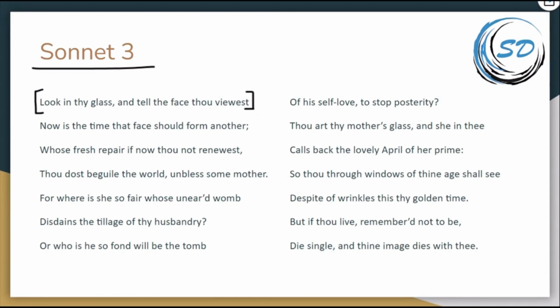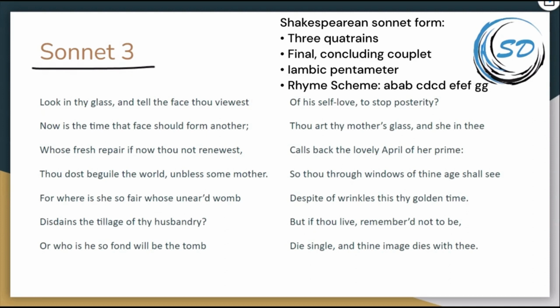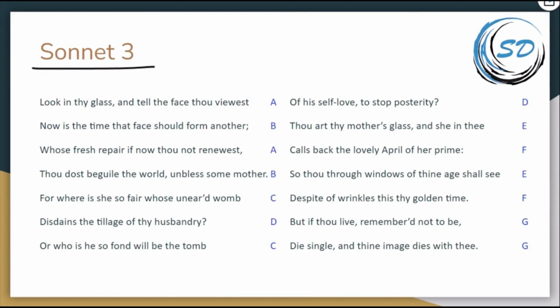Before we embark on a line-by-line exploration of Sonnet 3, let's first examine its structure. Like the majority of Shakespeare's sonnets, Sonnet 3 consists of 14 lines in iambic pentameter, following the ABAB, CDCD, EFEF, GG rhyme scheme. First, I will read the sonnet for you, and then give you a quick overview. Once that's done, we can dive into a line-by-line breakdown.